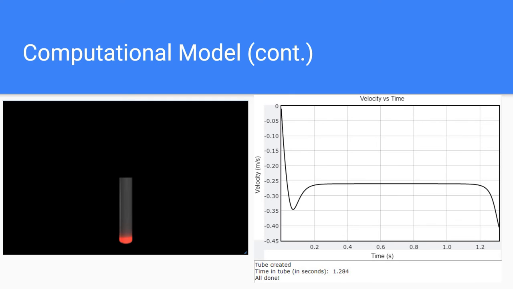Shown on the left side is the computational model itself of the magnet falling through the tube. Now this is just a picture, but this is the end result of the simulation. On the right side, we have the graph of velocity versus time throughout the simulation. And as we can see, the time calculated for the magnet to fall through the tube was 1.284 seconds.